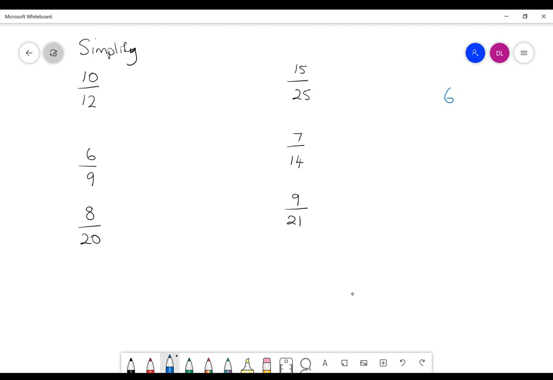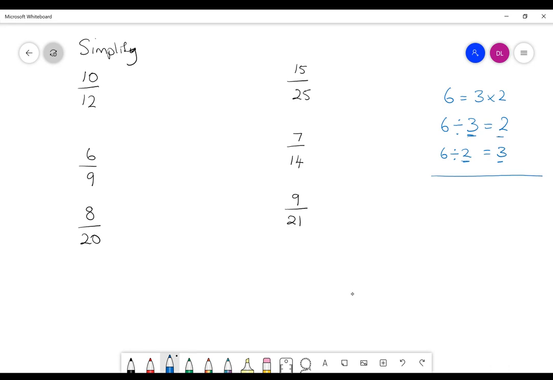If you have 6 and you know that that's 3 times 2, then the family of facts says that if you divide 6 by 3, you're going to get 2. If you go 6 divided by 2, you're going to get 3. Basically, these two numbers multiply to give you 6. Like 3 and 2 multiply to give you 6.